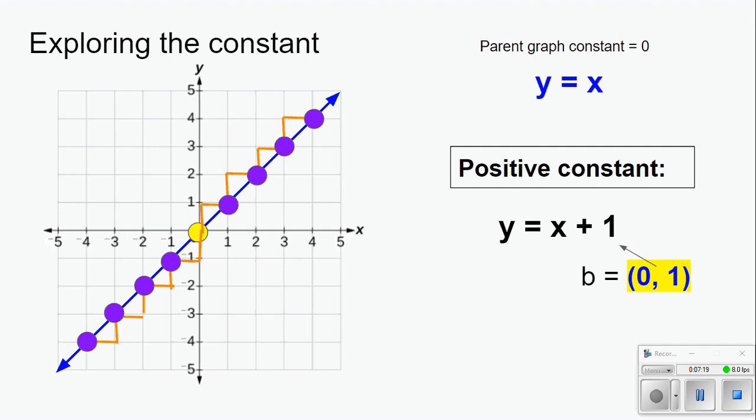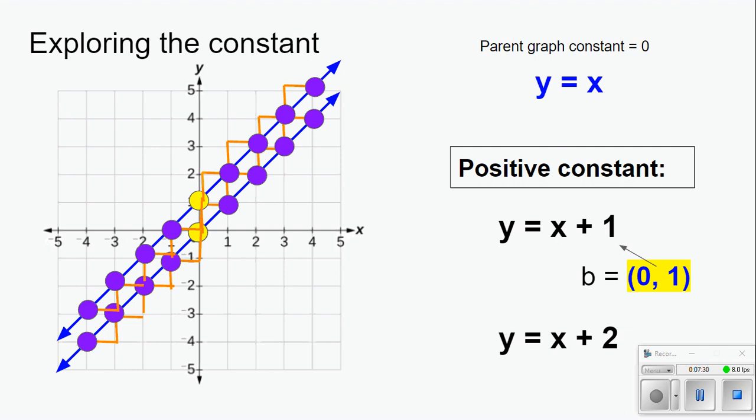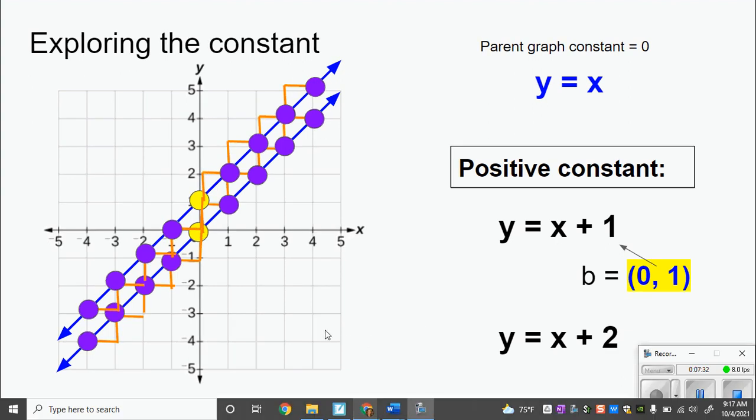So now we're going to see our yellow point simply moved up 1 spot. It's the same line, the same staircase in the background. It's just simply moved up 1 spot. And if you see a y equals x plus 2, that's simply going to move it.